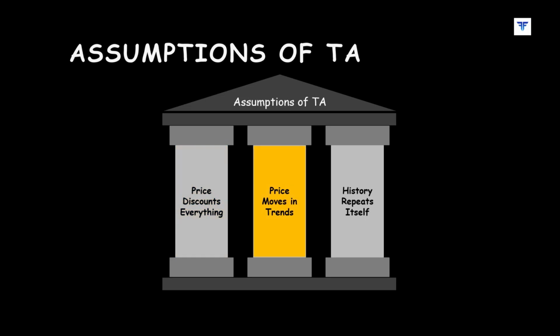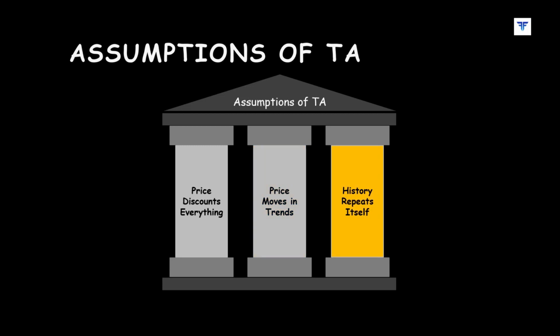Price moves in trends. What this means is, price movements are not random but can be discerned into one of the three forms of trends, namely up, down, and sideways. In fact, the foremost objective of a technician is to identify the trend as early as possible and ride in the direction of that trend until the weight of the evidence suggests that the trend is reversing or has already reversed.